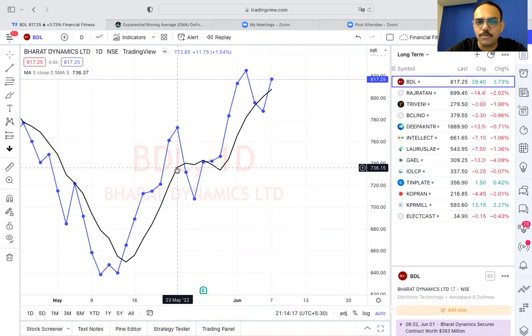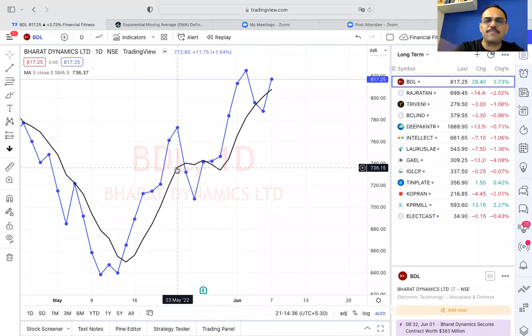Any questions on how it is calculated and how it is plotted? Everyone good? Can you please type CC if everyone is clear how this 5-day moving average is calculated?